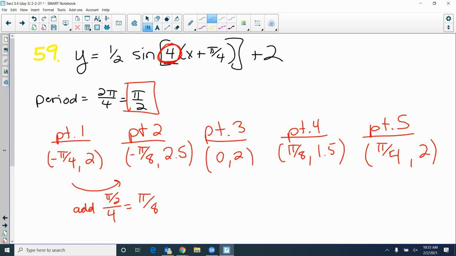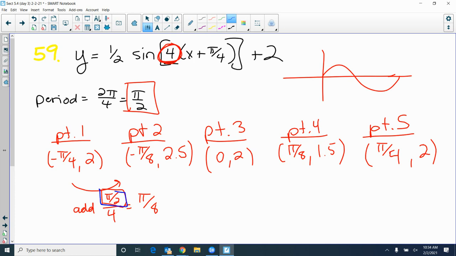Do you know how to get the first point? It's whatever the phase shift is. Yeah, phase shift. So normally it starts at 0, 0. Since this is going left pi over 4, that's why I got a negative pi over 4. So good, phase shift. And since this is sine, it normally starts at 0, 0. It goes left pi over 4, but we got to account for the plus 2. That's why that's a 2.